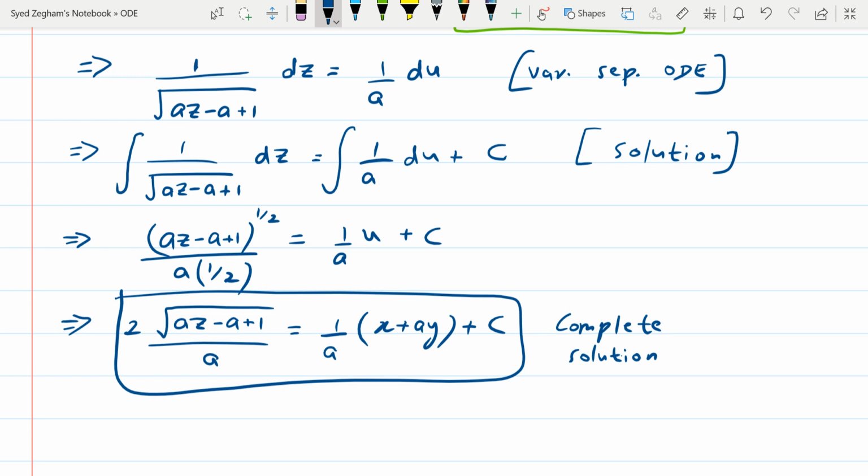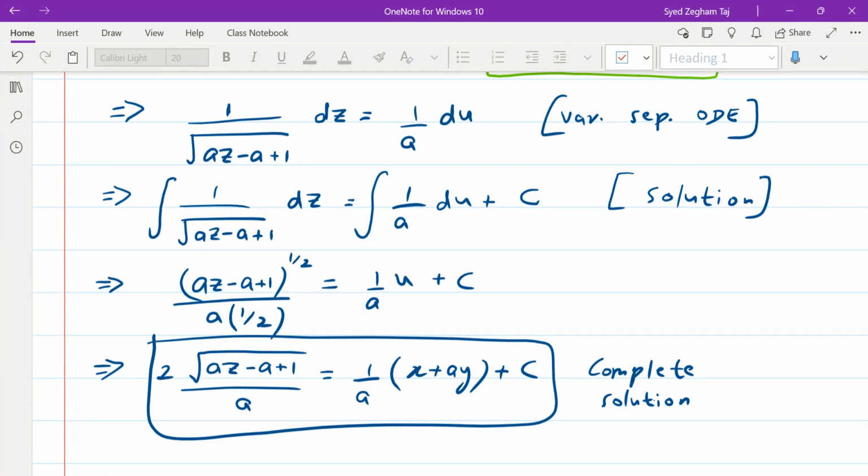Okay, so this is our third type which we have discussed in this video, and I will be back with the next type in the next video. That will be our type 4, where we will discuss singular solution of Clairaut's form.